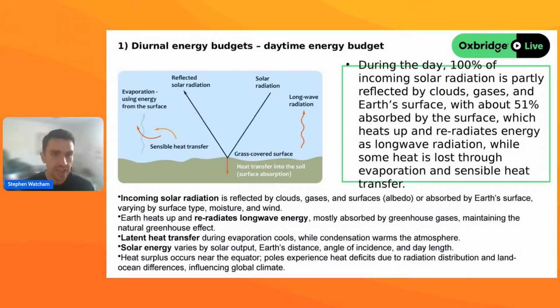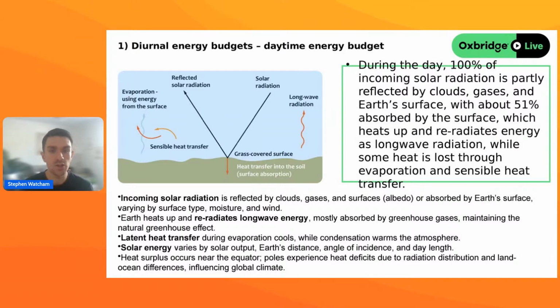So during the day, obviously, we've got 100% of our solar energy coming in because it's our daytime. That's being reflected by our clouds, our gases, and the Earth's surface, and about 51% of it is being absorbed by the Earth itself. The Earth can then re-radiate, in other words, bounce back some of that energy as what we call long-wave radiation. So it's always short wave when it comes in and long wave when it goes out.